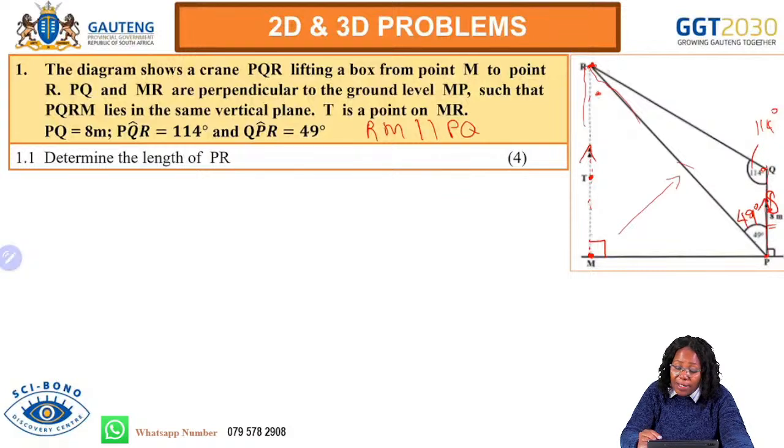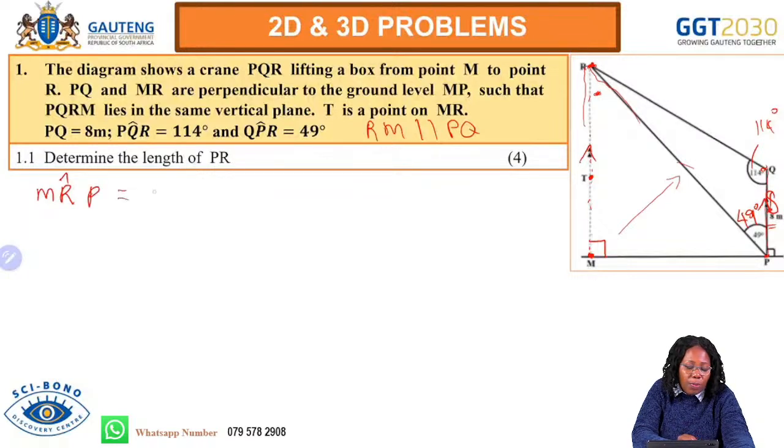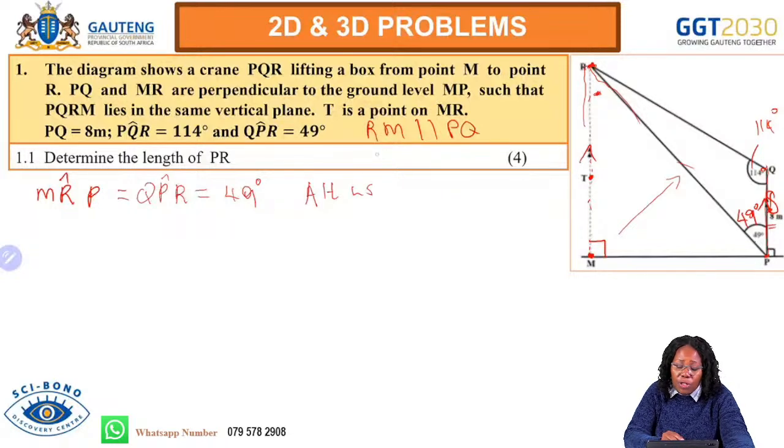We can have that angle here. Okay, how much is that angle? Angle MRP will be equal to angle QPR, which is equal to 49 degrees. Why are they equal? It is because of the parallel lines. They are alternating angles between parallel lines RM parallel to PQ. Hence, we end up with the 49 also here.